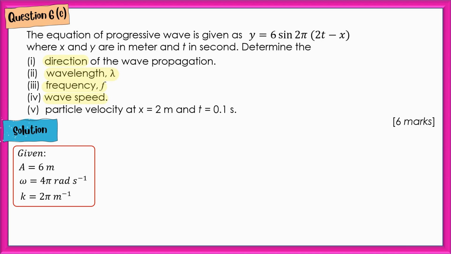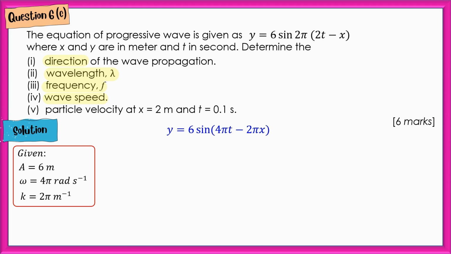When you get this equation for the progressive wave, what you need to do is expand the equation first. So now the equation for the progressive wave is actually equal to 6 sin (4 pi t minus 2 pi x). Referring to this equation, we can identify that the amplitude is 6 meter, omega is 4 pi radian per second, and the wave number k is equal to 2 pi per meter.